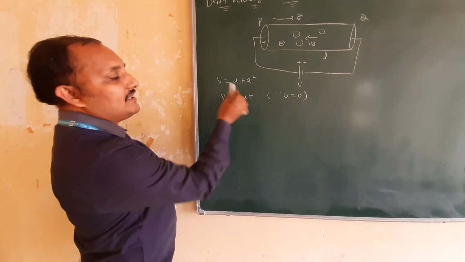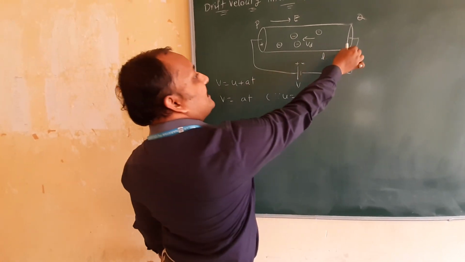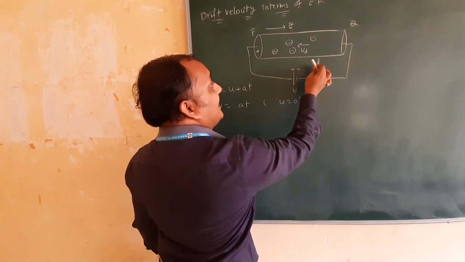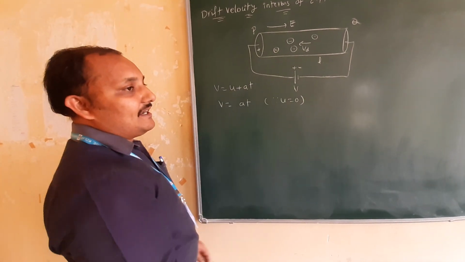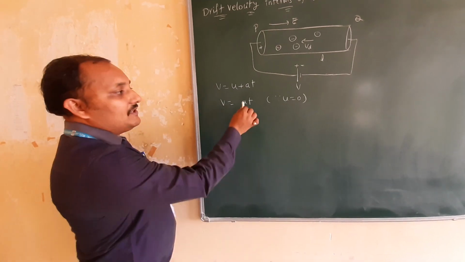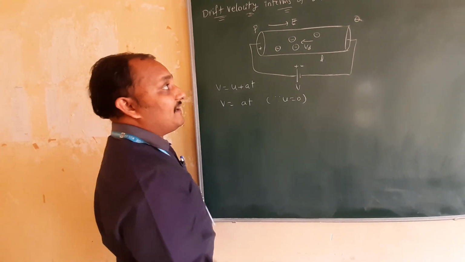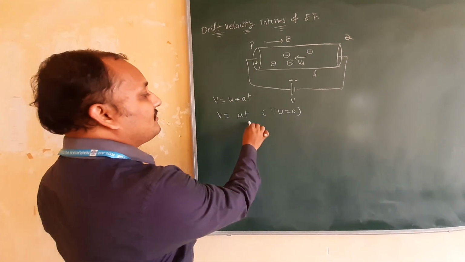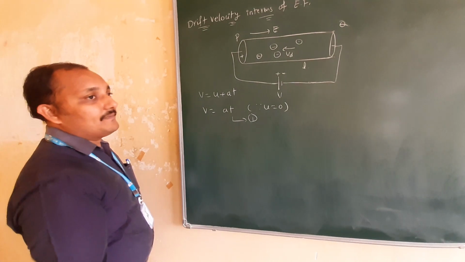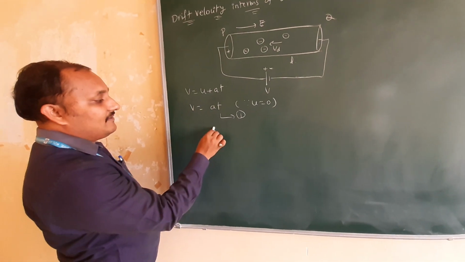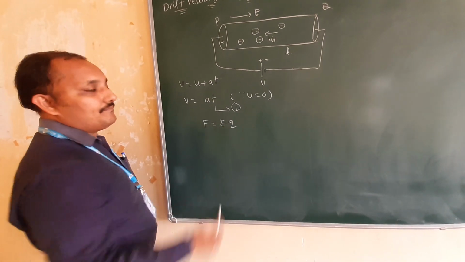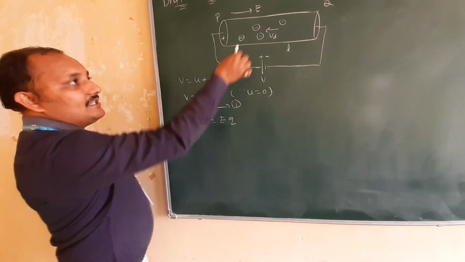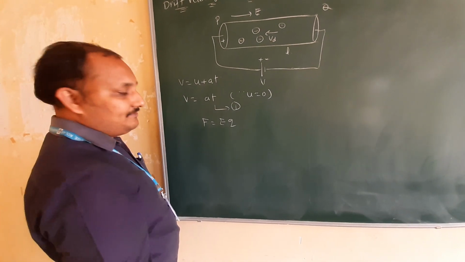V is equal to AT. Then this T is how much time it is taking to move from Q to P, how much time it is taking to cover length L. L is nothing but the conductor length. Okay. So with what acceleration are those moving? Whenever electrons are moving in the presence of an external electric field, how much force is going to act? We came to know in the first lesson, F is equal to EQ, where Q is the charge of the electron, isn't it?